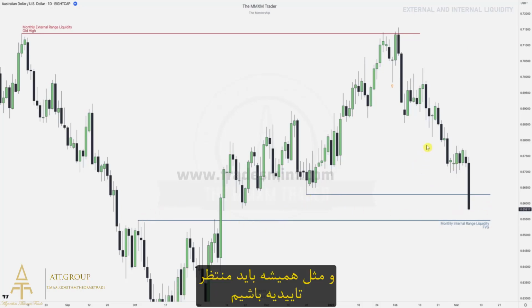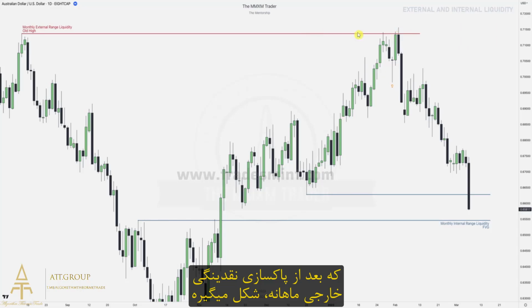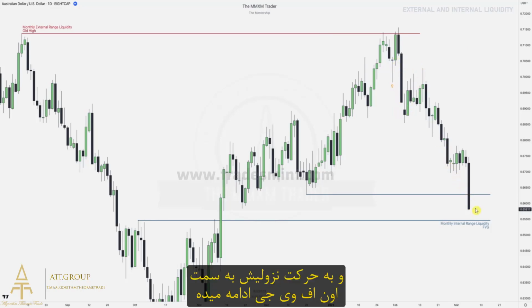Now we need to wait for a little bit of confirmation as always, right? So we wait for a break of structure that happens after we rate the monthly external. Break of structure down here. Return back into premium. And it continues down into that fair value gap.